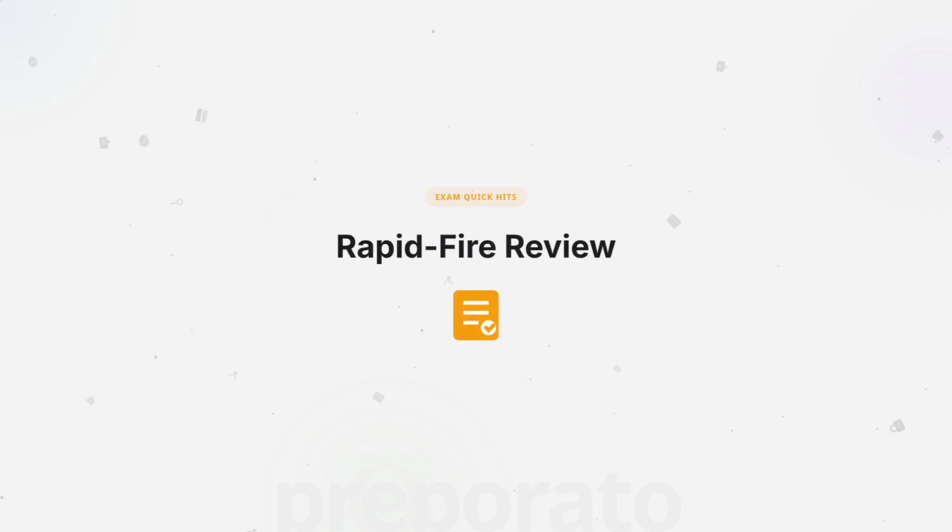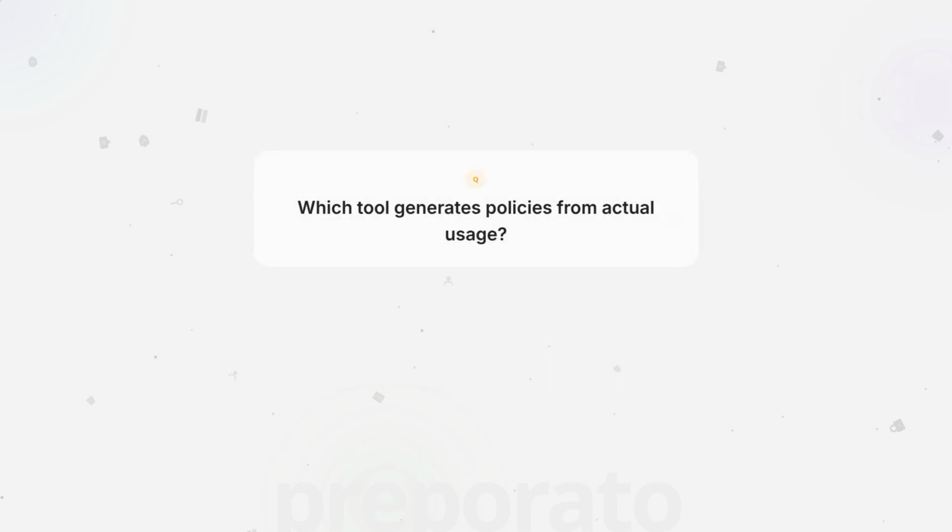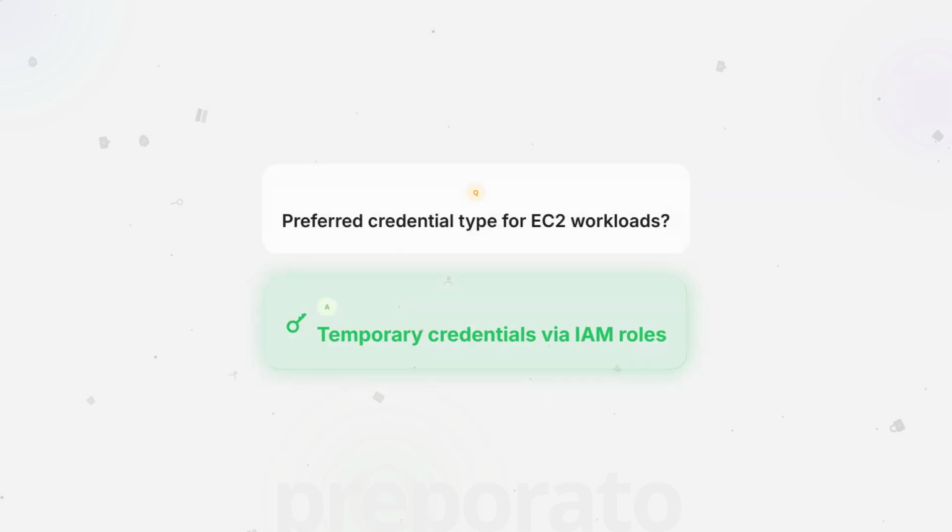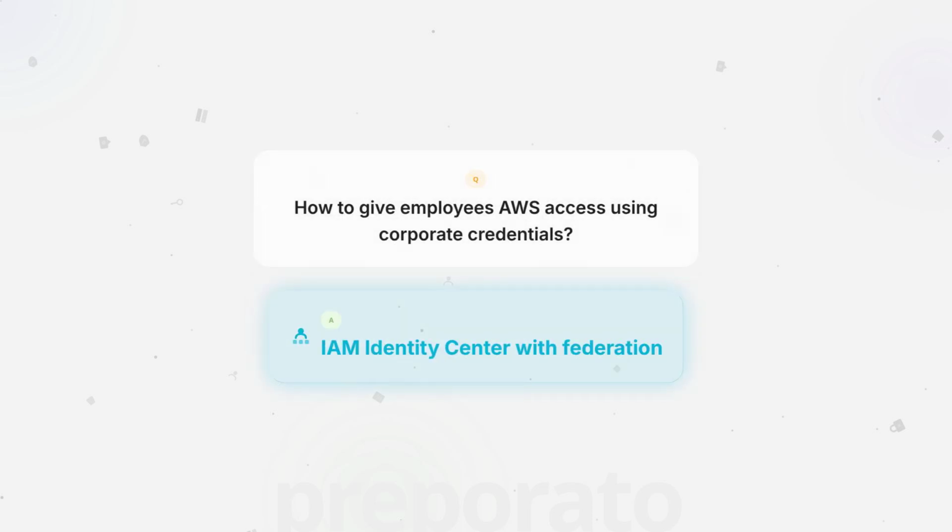Let's rapid fire through some key exam points. First step in implementing least privilege? Answer: start with 0 permissions and add only what's needed. Which tool generates policies from actual usage? Answer: IAM Access Analyzer. Preferred credential type for EC2 workloads? Answer: temporary credentials via IAM roles. How to give employees AWS access using corporate credentials? Answer: IAM Identity Center with Federation.